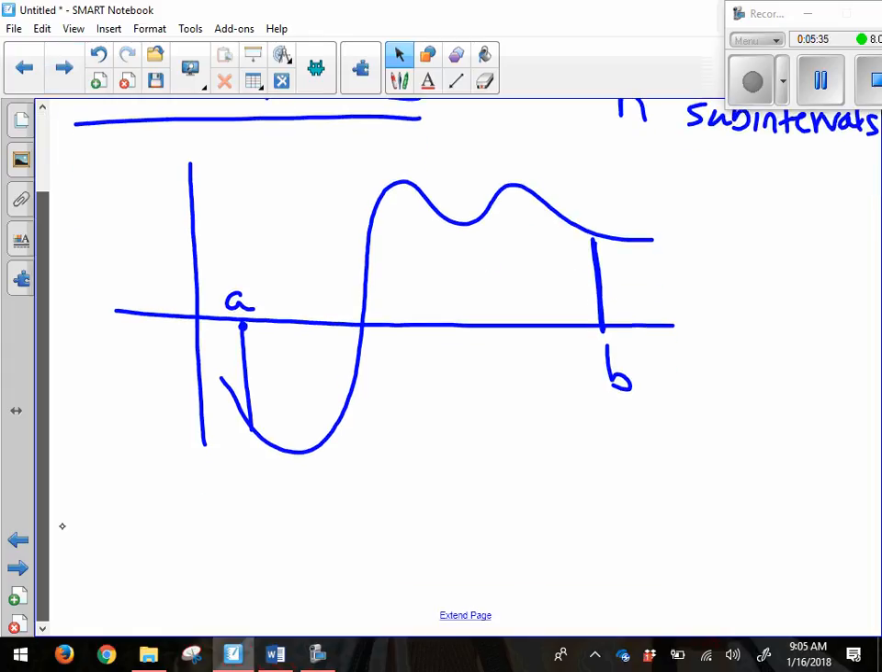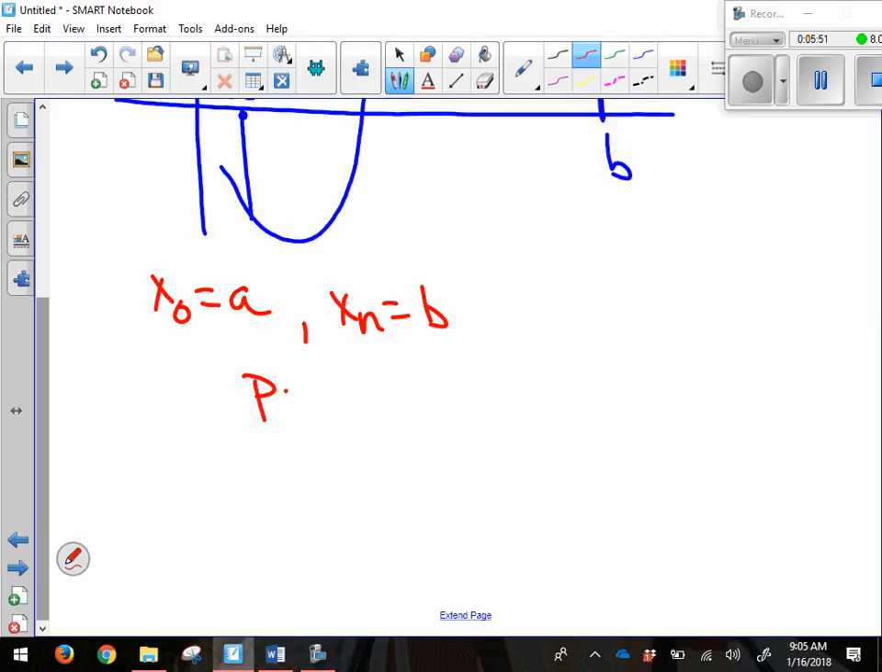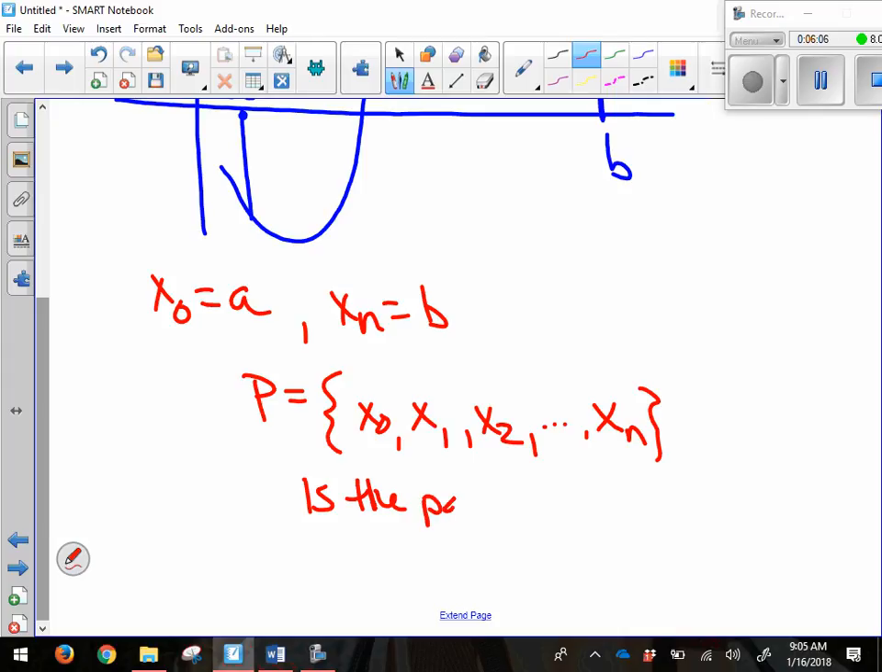So when I do that, I'm going to let x0 equal a and xn equal b, so that P, which is a set that's going to be equal to x0, x1, x2, dot dot dot, xn, is the partition of my interval ab.